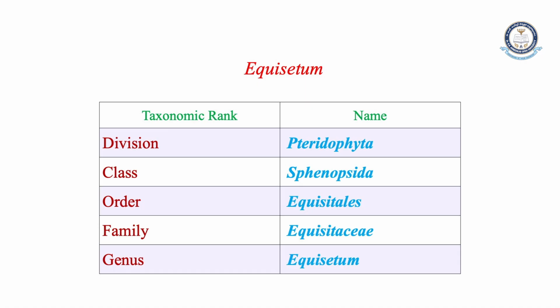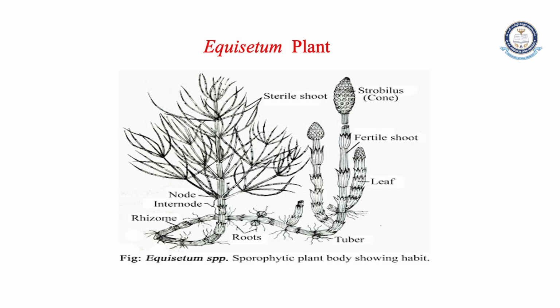Today we discuss the structure and life history of Equisetum. Coming to its classification, it is under division Pteridophyta and class Sphenopsida, order Equisetales, family Equisetaceae and genus Equisetum.